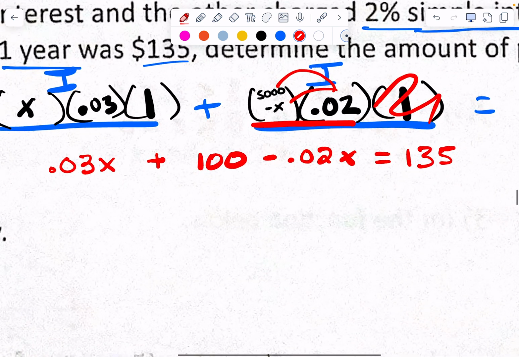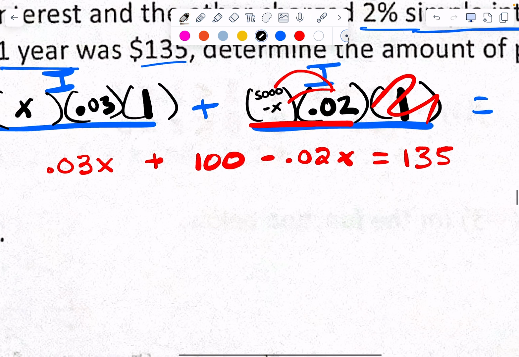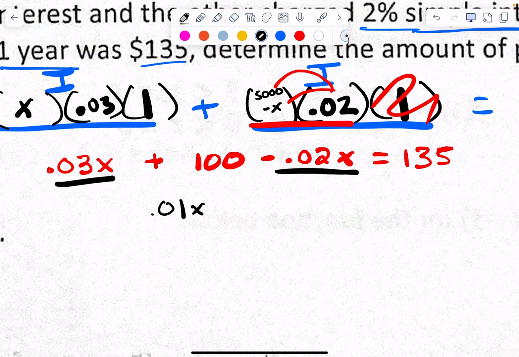Next, let's put these together. What is 0.03x minus 0.02x? 0.01x. And then I can subtract the 100 over, equals 35. And I'm going to divide by 0.01, and that's just going to move the decimal place.